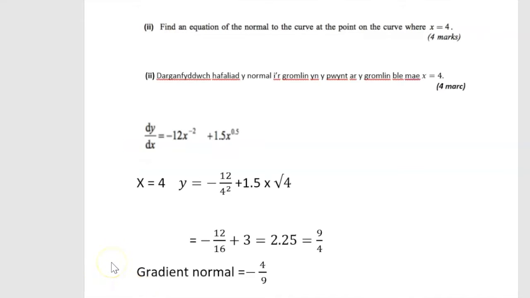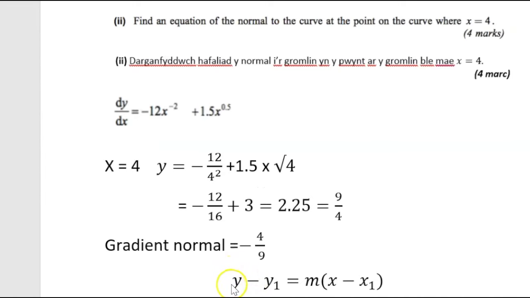We know the gradient of the normal is perpendicular to the gradient of the tangent. The gradient of the tangent was 9 over 4. We need to times that by something to give minus 1, so we invert the fraction to 4 over 9 and change its sign, make it negative. Gradient of the normal is minus 4/9. We know the equation of a straight line can be given in the form y minus y1 equals m(x minus x1), where the gradient is m and (x1, y1) is a point on the line.